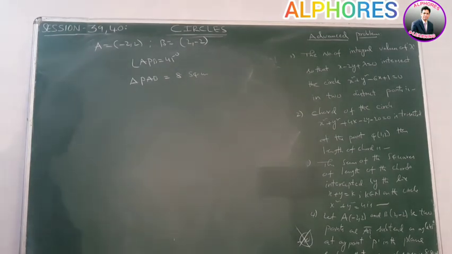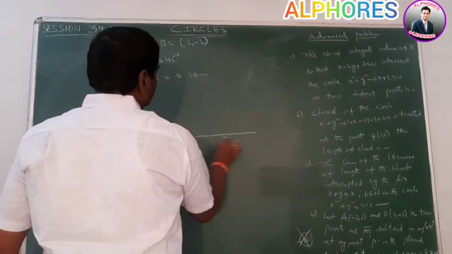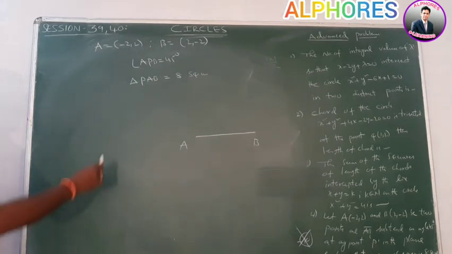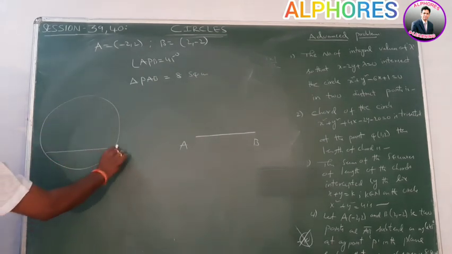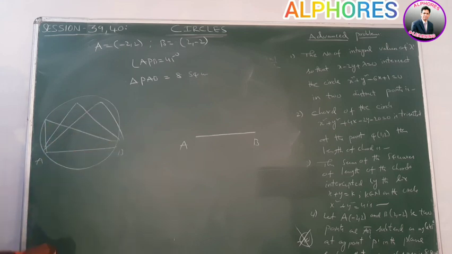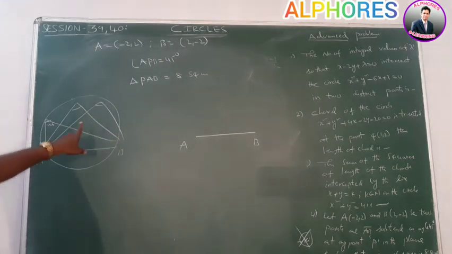Here AB is a line segment, and angle APB is equal to 45 degrees. Please observe this point. It is on a circle, and suppose AB is a chord. The angles in the same segment of a circle are equal, so the angle in the same segment is always 45 degrees. That means the point P moves on the circle. At the same time, the angle in the major segment is acute and the angle in the minor segment is obtuse. That means 45 degrees must lie in the major segment of the circle.